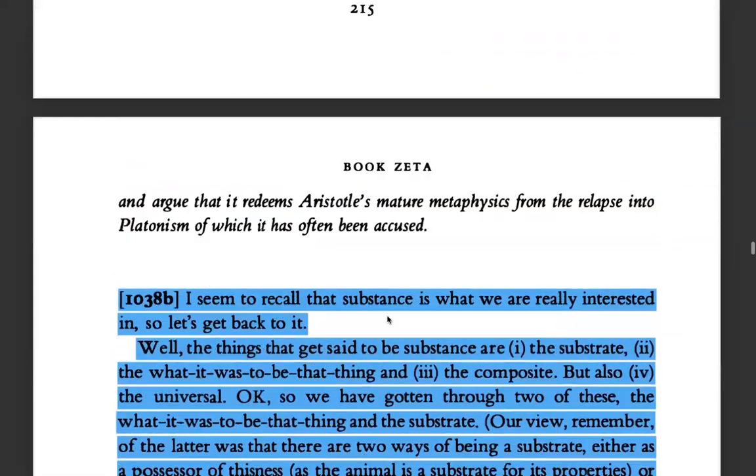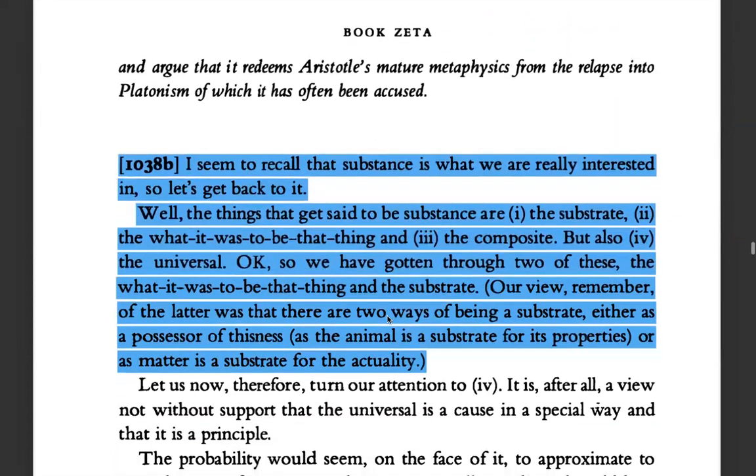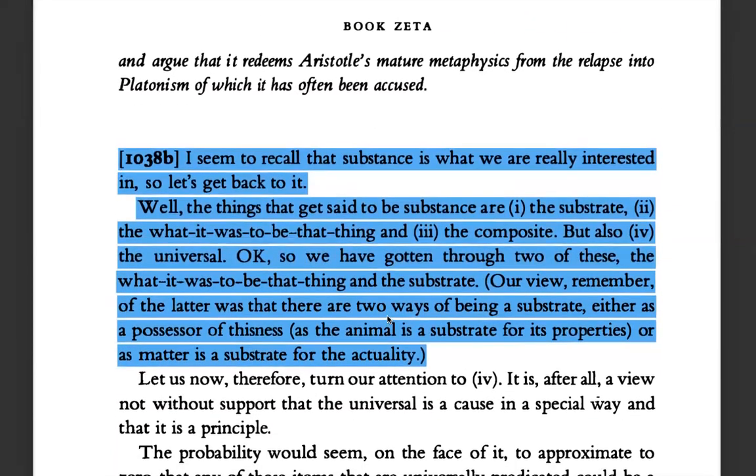And let's continue. I'm now on page 216. I seem to recall that substance is what we are really interested in. So let's get back to it. Well, the things that get said to be the substance are: one, substrate; two, the what it was to be that thing; and three, the composite. But also, fourth, the universal. Okay, so we have gotten through two of these, the what it was to be that thing and the substrate.